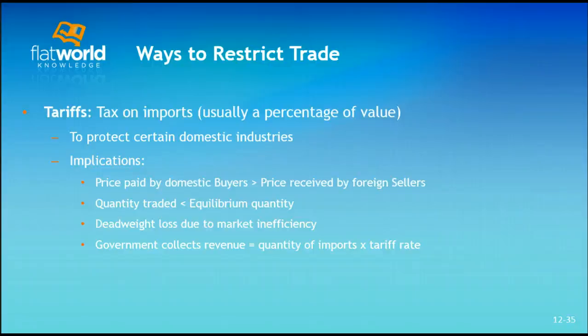As in all tax situations, the quantity traded will be less than the equilibrium quantity, which will lead to a deadweight loss. But unlike a quota, in a tariff situation, the government will collect revenue, and that will be at the rate of imports times the tariff rate. Let's look at that graphically.